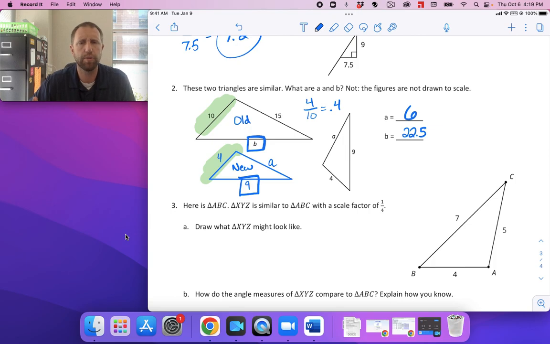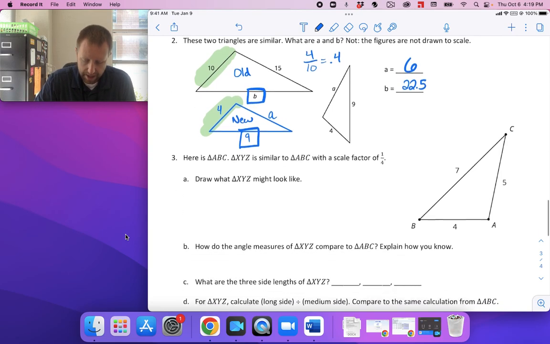And that makes sense. When you look, B is on the larger of the two triangles. I should have a bigger number there because that's the longest side. So that 22.5, that fits. And if you would have done 9 times 0.4, you would have gotten a small number. You would have gotten actually 3.6. That's not right. There's no way that long side there is 3.6. So we divide 9 by 0.4, and that's what we get, 22.5.